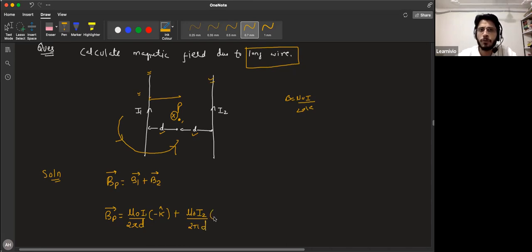Just apply right hand thumb rule. Hold this wire in your right hand, thumb in the direction of current. Where will be the curvature of finger? It will be outward. Okay. Yashika, what will be the direction of magnetic field here at P due to the second conductor? Sir, outwards. Outwards. Arpit?